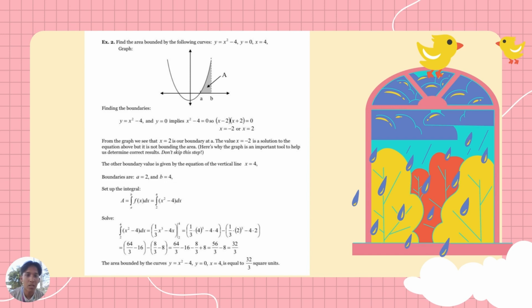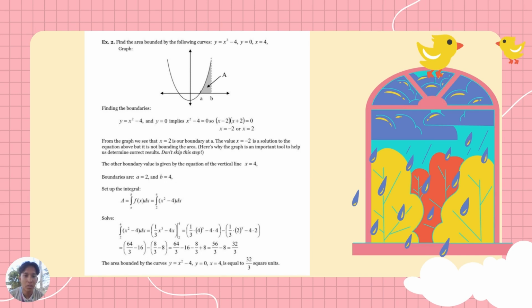The other boundary value is given by the equation of the vertical line x equals 4. Boundaries are a equals 2 and b equals 4. Set up the integral. This is the formula: A equals the integral from a to b of f(x) dx, equals the integral from 2 to 4 of (x square minus 4) dx.